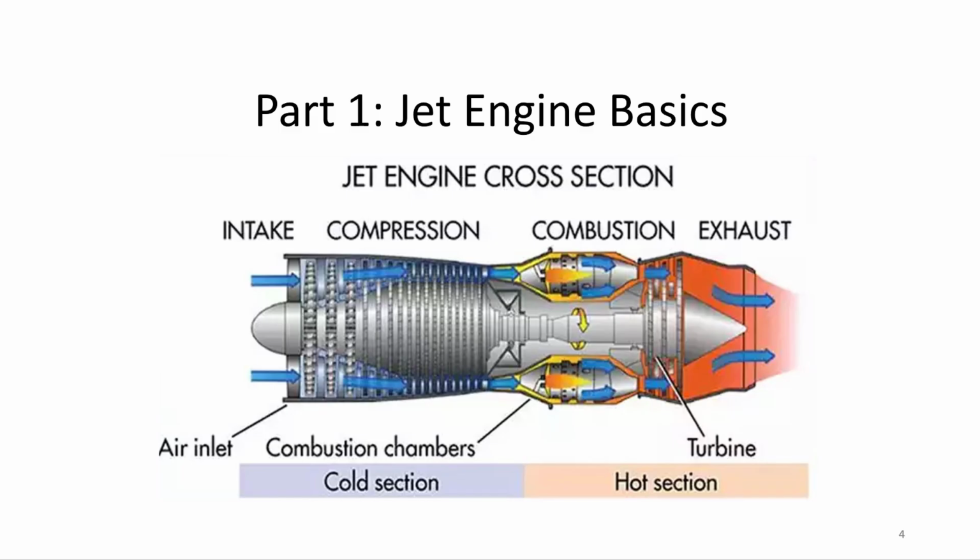All right, jet engine basics. This is a cross-section of the jet engine without the afterburner. You have the cold section on the left, the compression section. Then the hot section begins where the combustor is in the center of the picture. And finally, the engine exhaust. We'll look at more of these components in a minute.